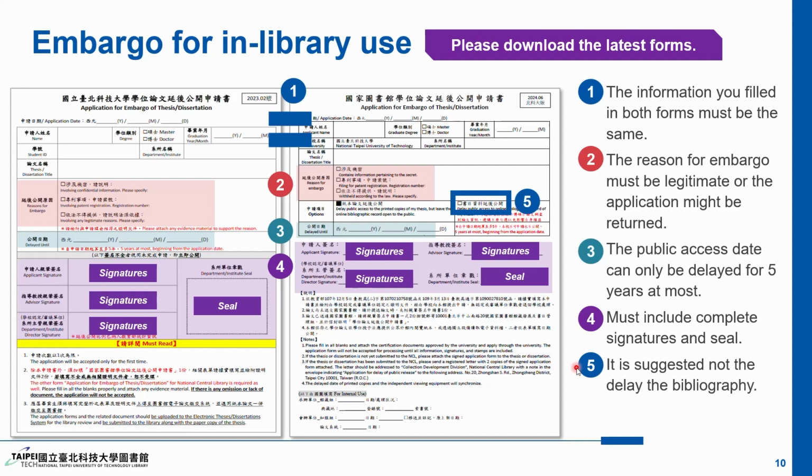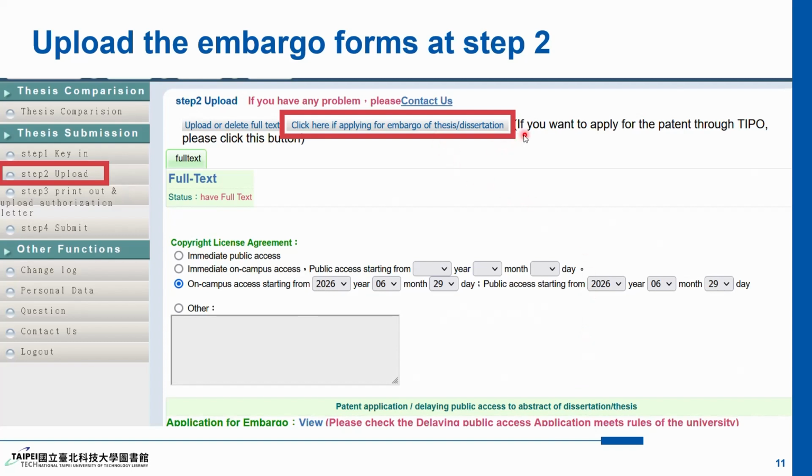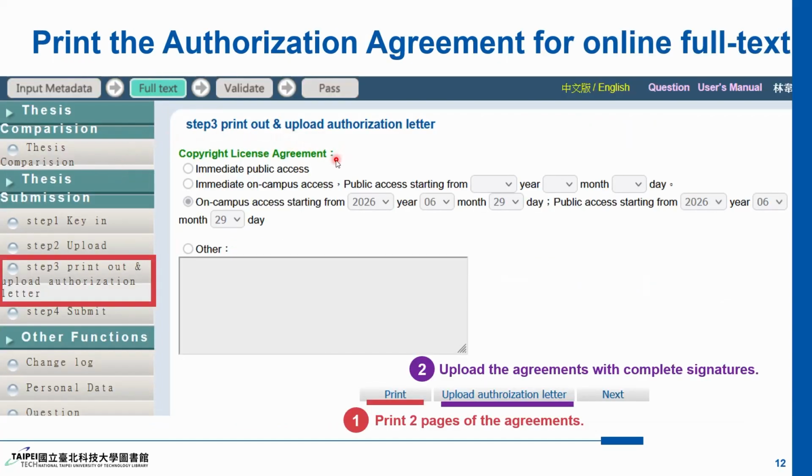If you delay access to the bibliography, your thesis won't be visible on our website, which might cause problems for future job searches. Once you have these 2 forms and your evidence materials ready, you'll upload them by clicking the "Click Here if applying for embargo of thesis dissertation" button in Step 2 of the thesis submission system. If you're not applying for an embargo, you can skip this button. If you only need to delay the online access for your thesis, just select the open access date in the system and print out the authorization agreement in Step 3.